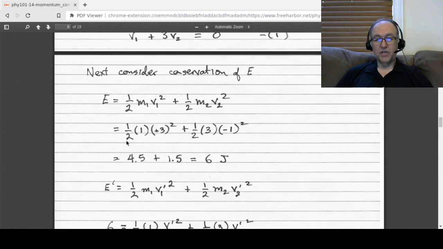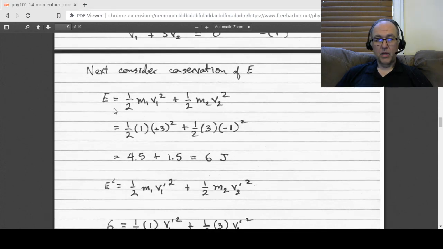What about conservation of energy? Well, we have this equation for the conservation of energy before. If we plug in all the numbers, m1 is 1, v1 is 3, m2 is 3, and v2 is -1. The -1 squared will go away, the negative will go away. And so this turns out to be a total of 6 joules, okay?